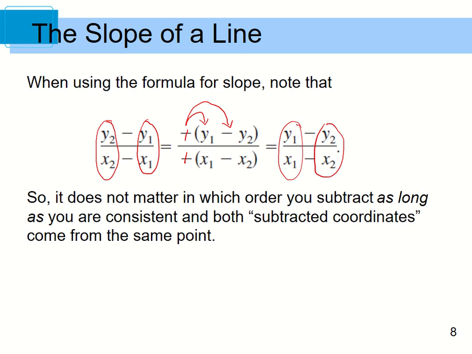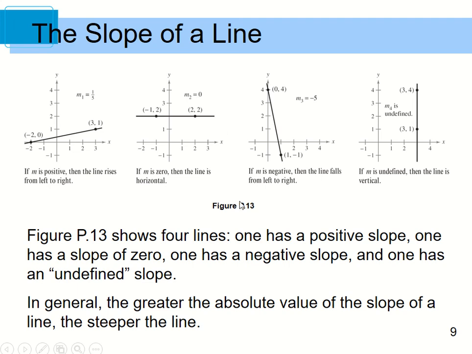What does that mean? It means that it doesn't matter which point minus which point. The important thing is that you take one point minus the other point. It doesn't matter which order you subtract as long as you are consistent and both subtracted coordinates come from the same point. So if this is y2, then here will be x2. If this is y1, then here must be x1. Now let's see some possible slopes and the respective graphs.